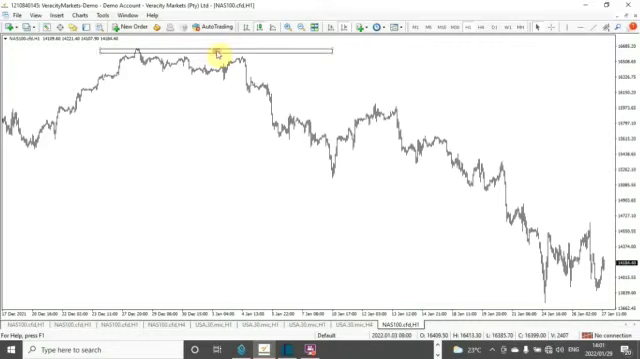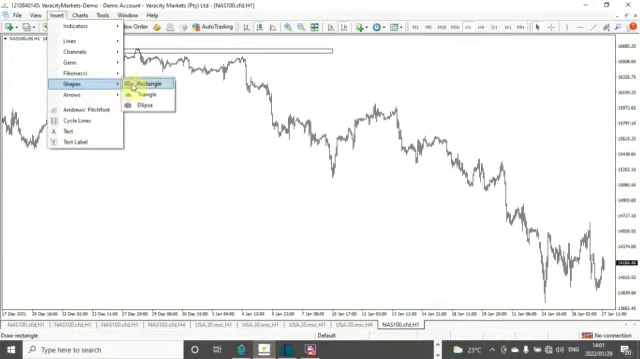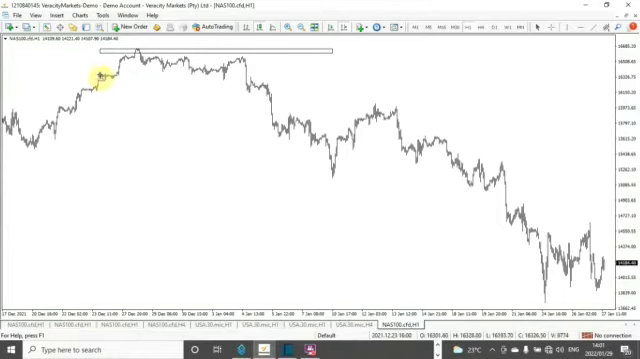And then that would be your supply zone. And then when drawing your demand zone, you draw your rectangle box at the bottom like this, specifically where price rejected. So that would be your demand zone.